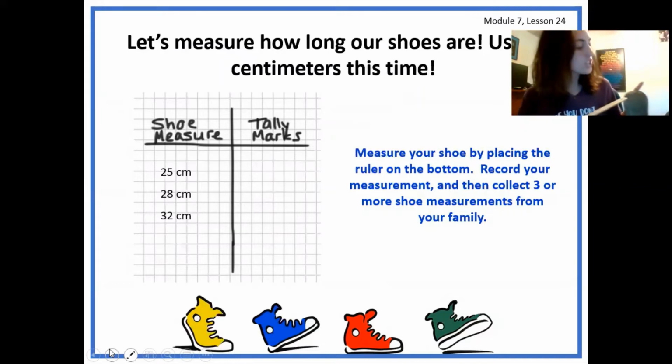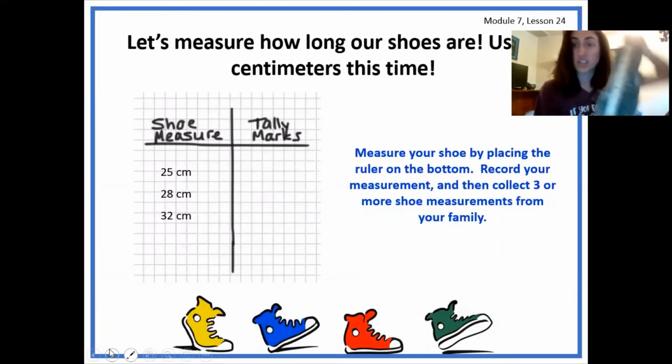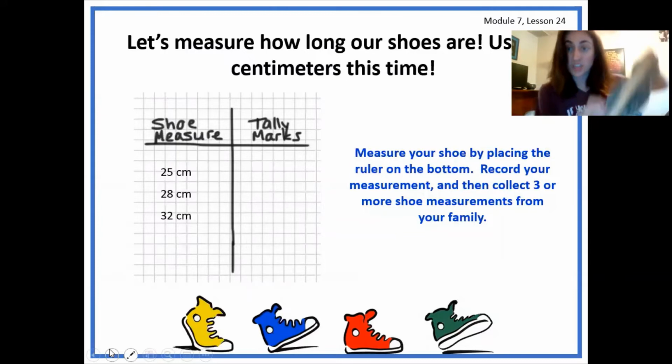Those are the centimeters. So you're going to start at 0 and you're going to go all the way down to the bottom of the shoe and see, I am 28 centimeters in my shoe length. 28 centimeters, almost the whole entire ruler. I've got big feet.